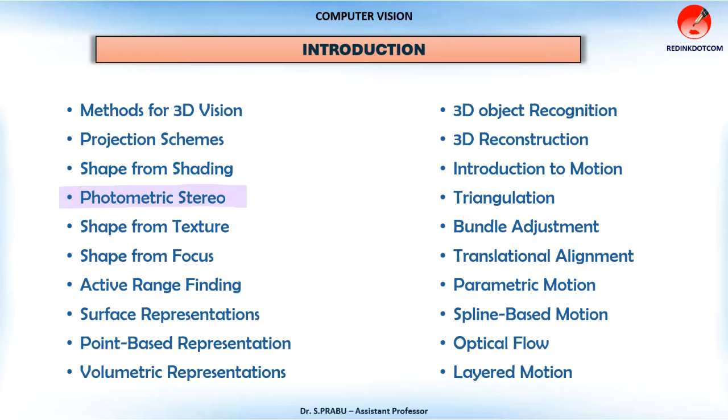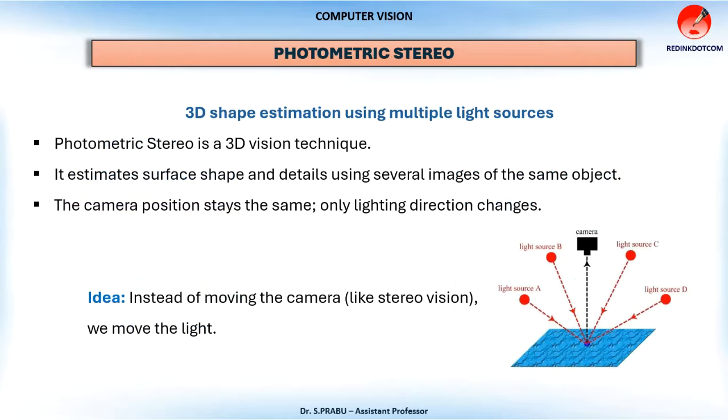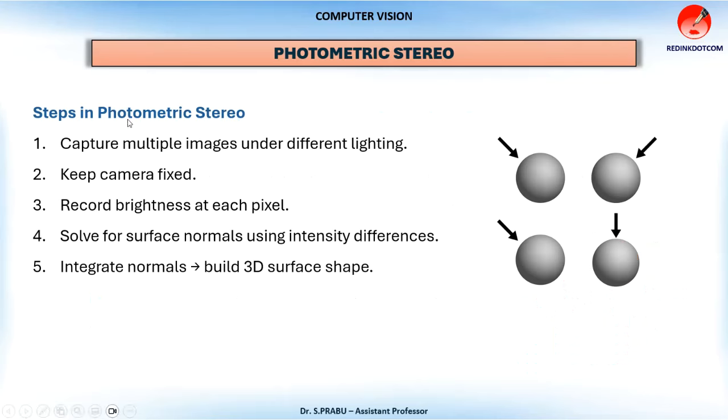The next concept is photometric stereo. Here we can construct the 3D shape using multiple light sources. The same object is captured by only one camera but with different angles of light incidence. These are the steps to follow to achieve the photometric stereo method. First, we capture the images under different lighting, with the camera in a fixed position. Record each and every pixel's information and integrate this collected information. Finally, visualize the 3D object.